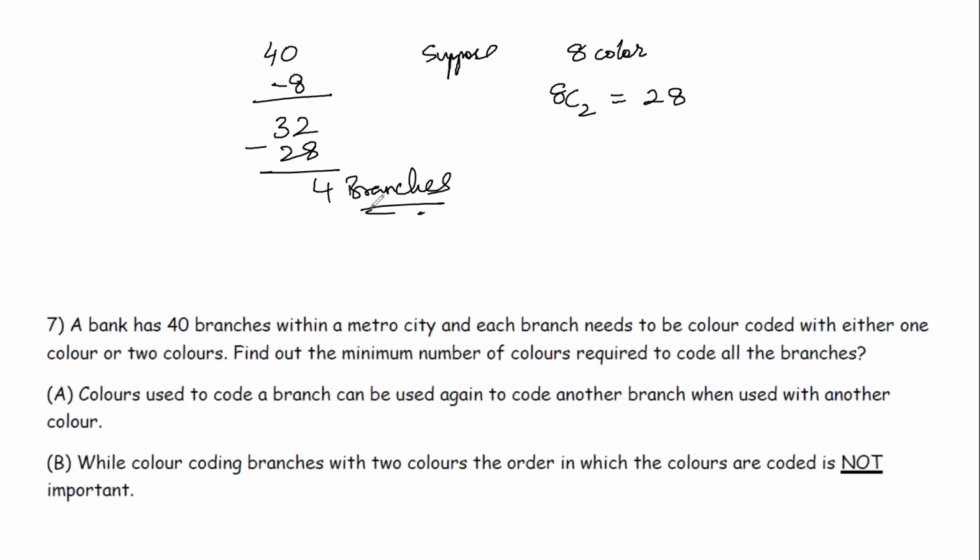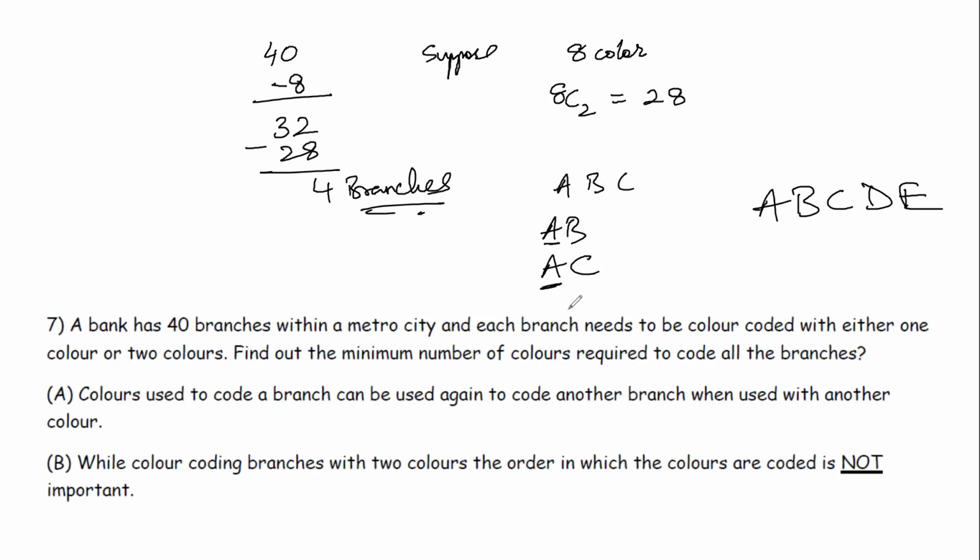But in order to do this, we need certain conditions. So let's look at option A. Does it provide us those conditions? And I'll let you know what those conditions are. Colors used to code a branch can be used again to color code another branch when used with another color. So that was one of the conditions. Can the color be repeated, or can the color not be repeated? For example, if it is colors A, B, C, then I can have AB as one branch code and AC as another branch code where I'm repeating color A. Are you getting the picture?